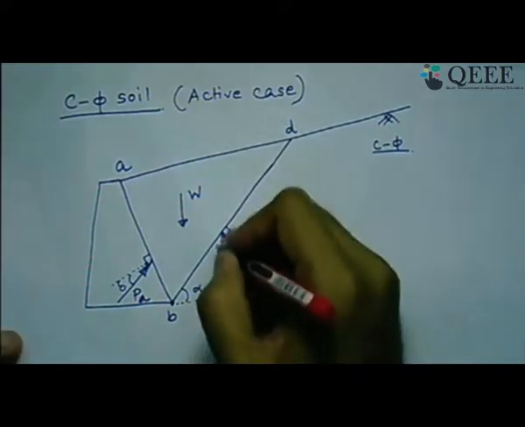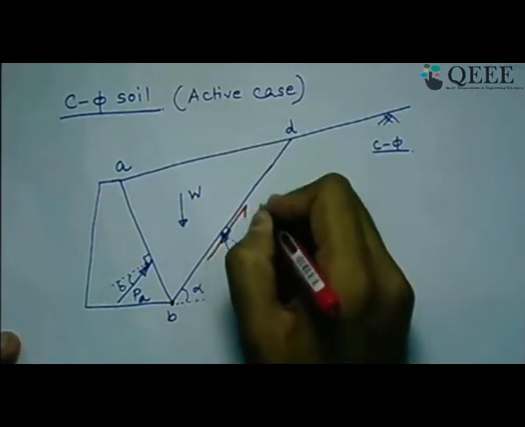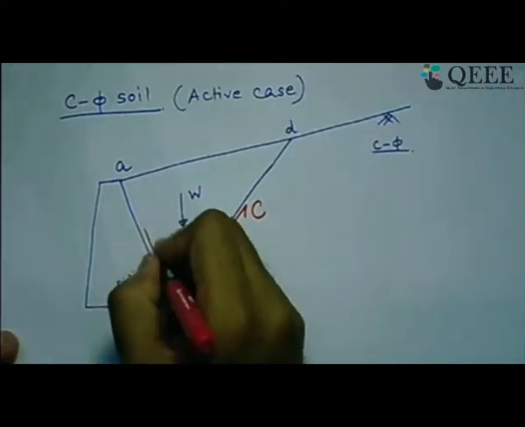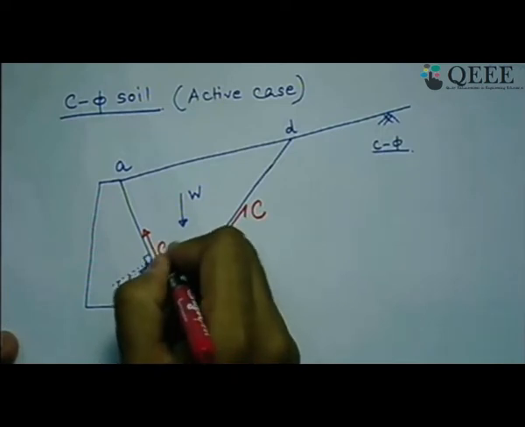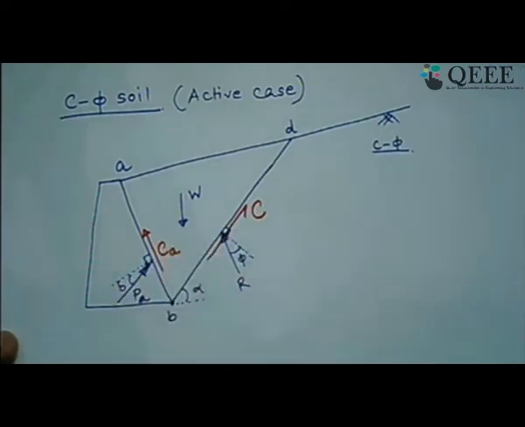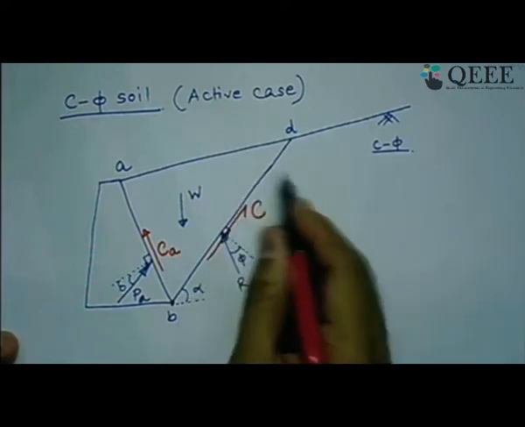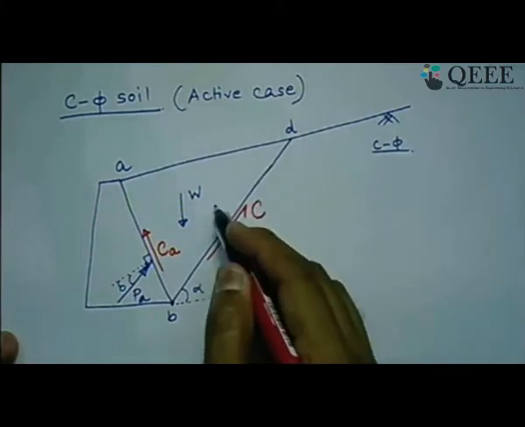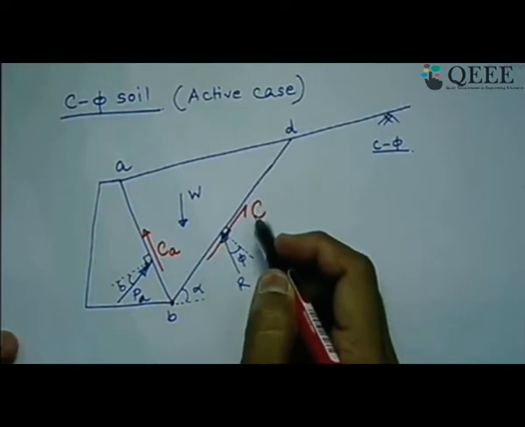Those are nothing but, as this is a c-phi soil, I will have a C force here and I will have another resisting force here in this direction, which is Ca. What are these? This is the cohesive force, because this is the same material, same backfill soil. So one slide or one wedge is moving with respect to the other. So this is the additional C force acting.